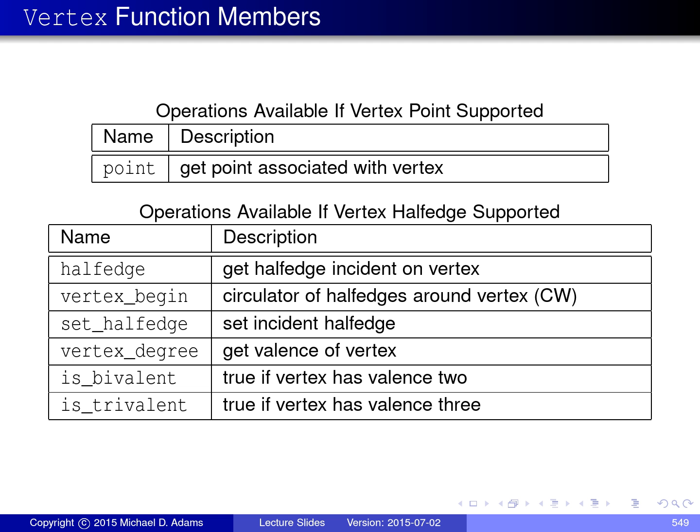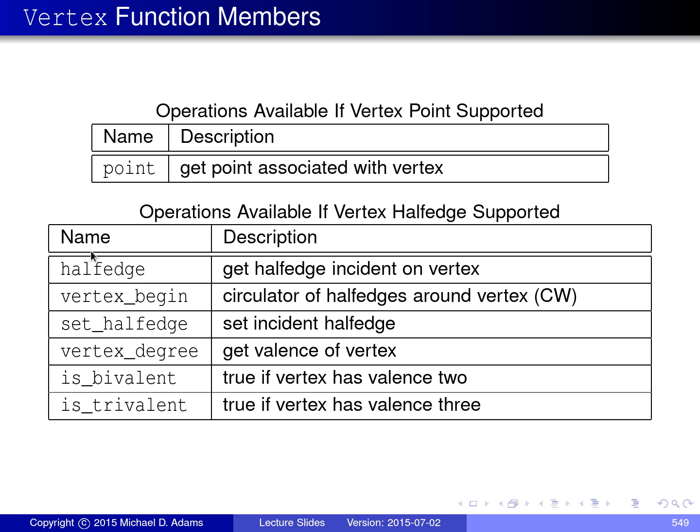Some of the member functions provided by the vertex class are listed on this slide. The first group of functions listed in the top table on the slide is only available if the vertex contains a point corresponding to the vertex position in space, which is an optional item. In this case, we have a function called point, which can be used to get the point associated with the vertex. In other words, obtain the point in space that's associated with the vertex.